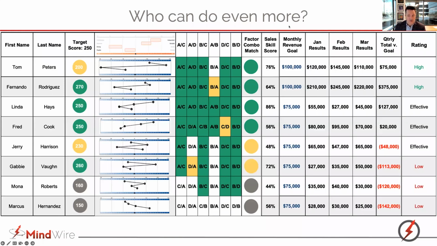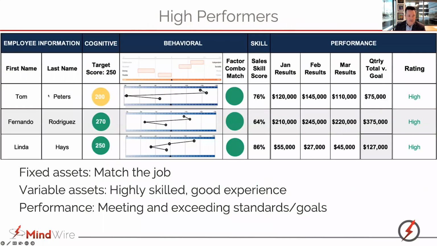So that's what we're looking at. High performers, people that are solid, people that are low on their performance. And then we've got their sales skill, this variable piece, and then their hardwired behavior and cognitive versus a job. So I want to figure out who can I get more from? So I'm going to look at a few of these higher performers, right? I've got Tom and I've got Fernando, I've got Linda. Let me start with Fernando.